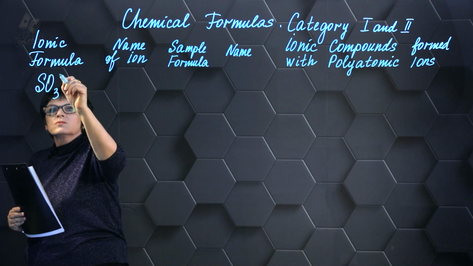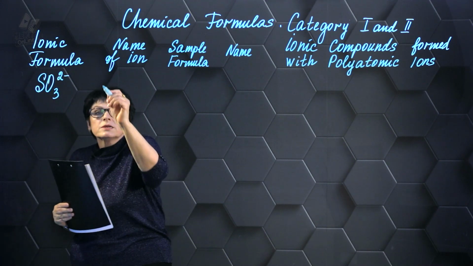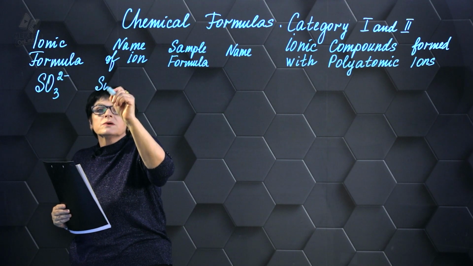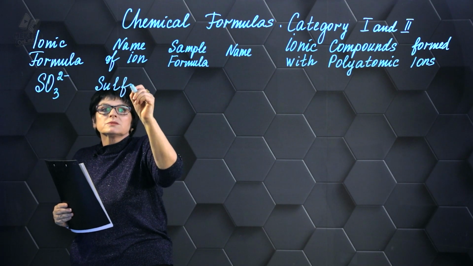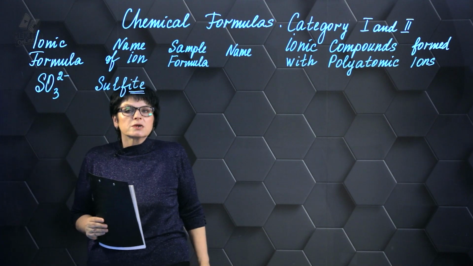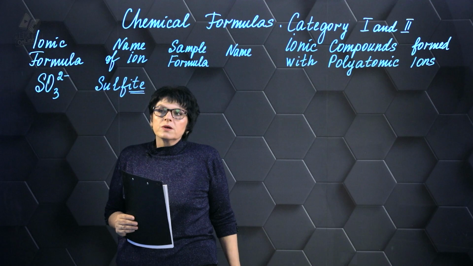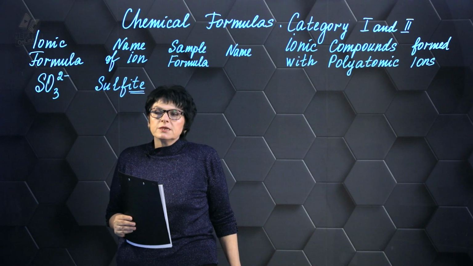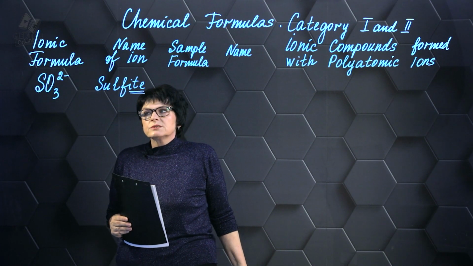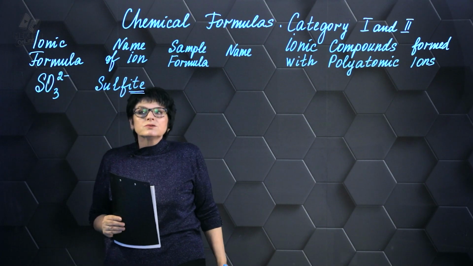So, if the ionic form is represented as SO3 with charge 2-, this particular form is called sulfite accordingly. Hey, check it out, the suffix is going to change. When the suffix sounds exactly like that, it means that the oxidation state of this particle, which is part of this ion, is in an intermediate oxidation state.